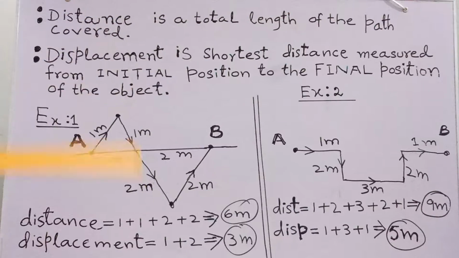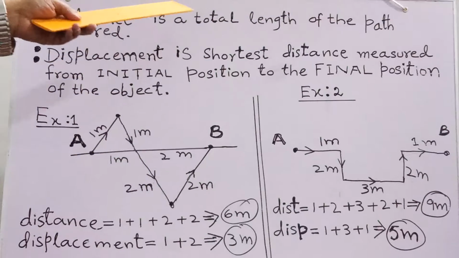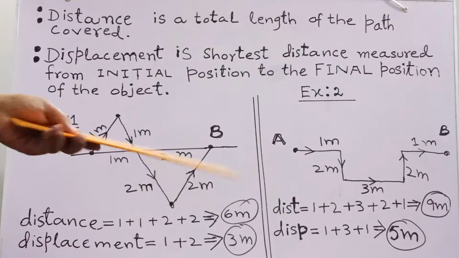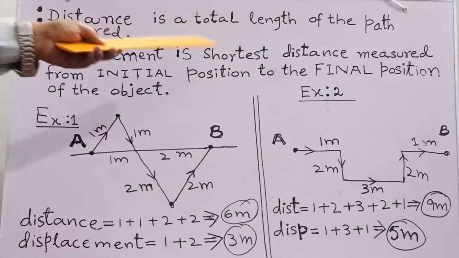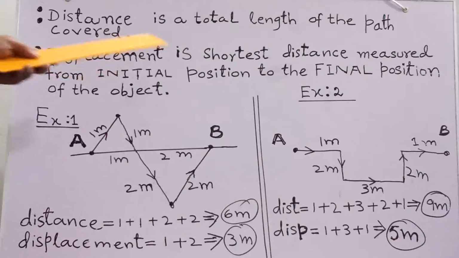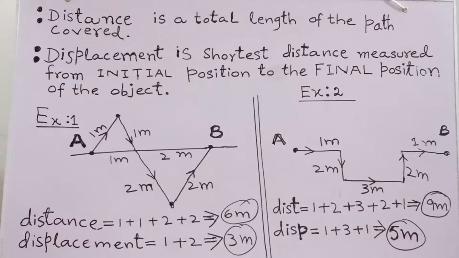This is the definition. Distance is the total length of the path covered by any body, and displacement is the shortest or the straight line distance measured from the initial position to the final position of any body or of any object. Now let's explain it with the help of an example.